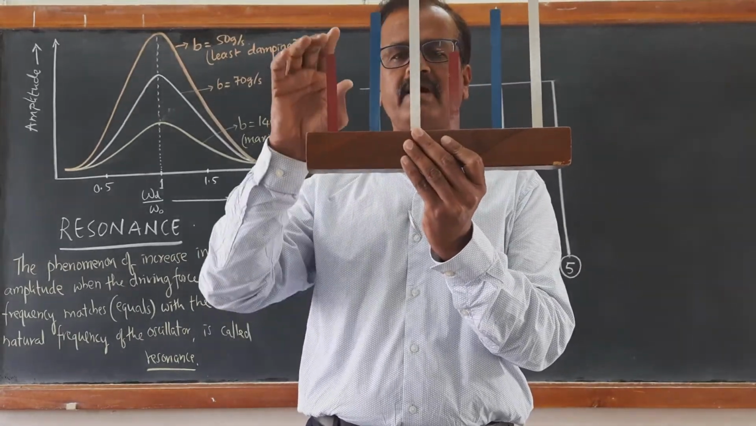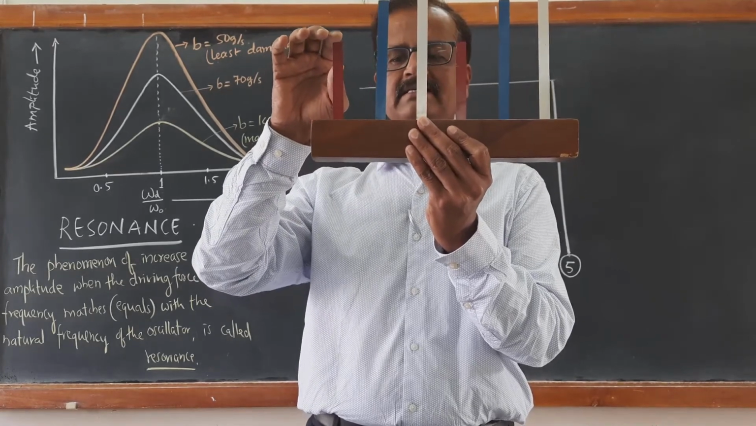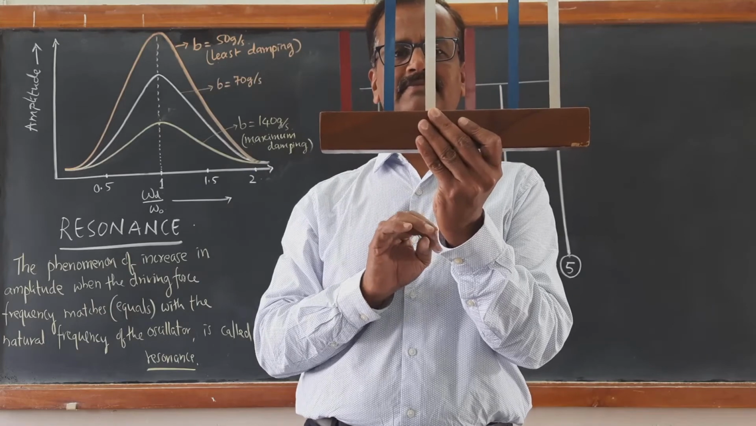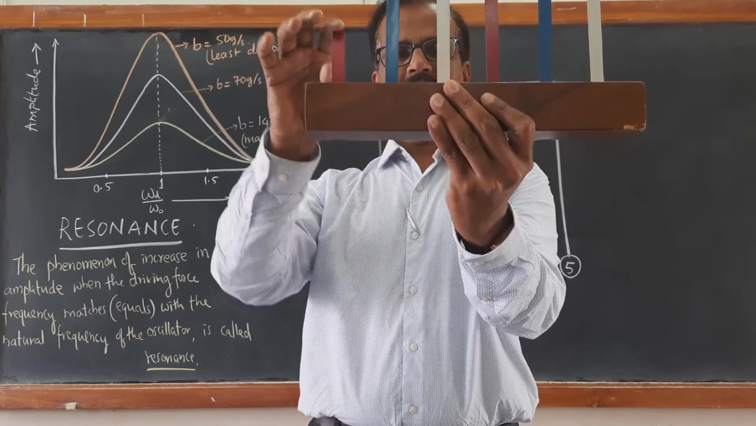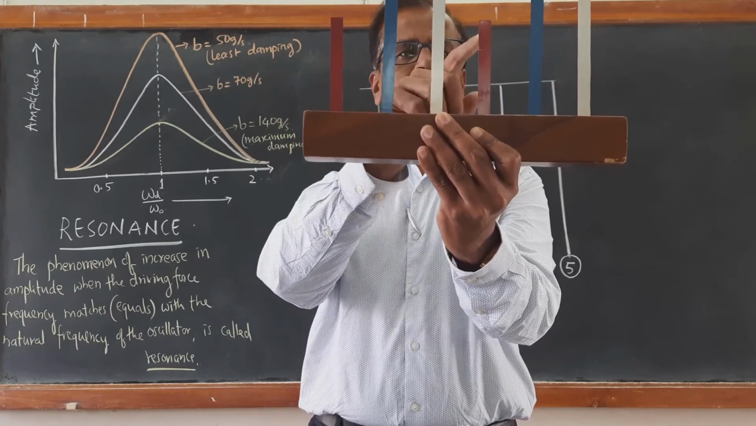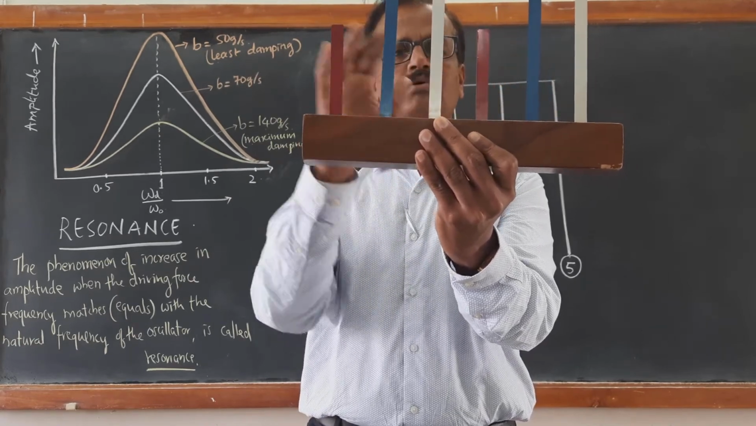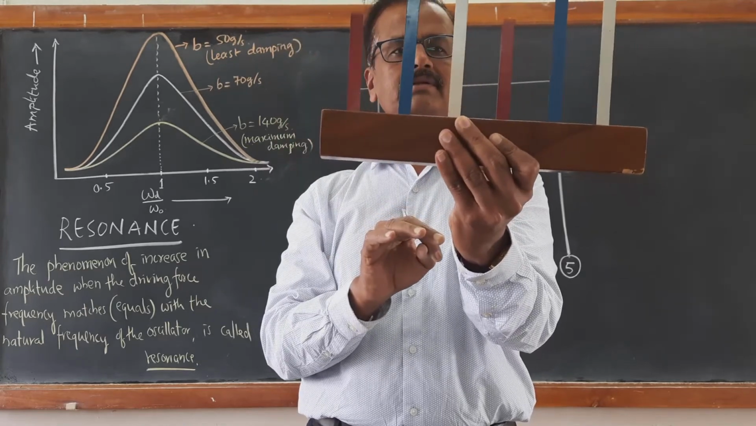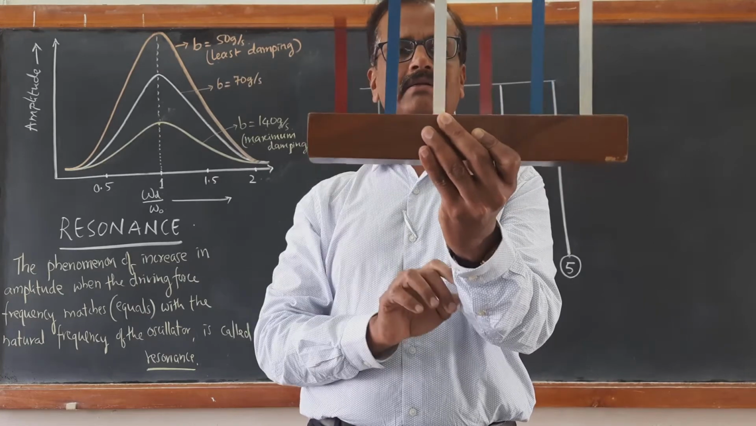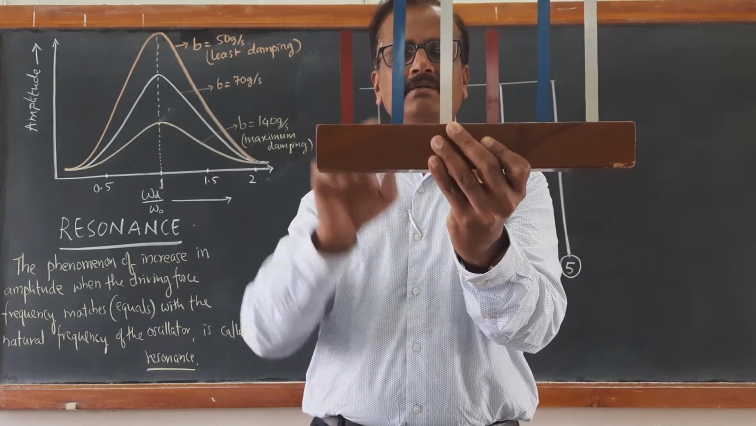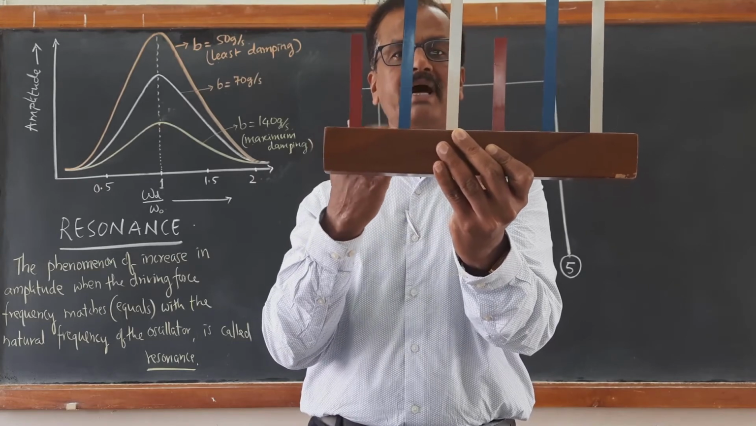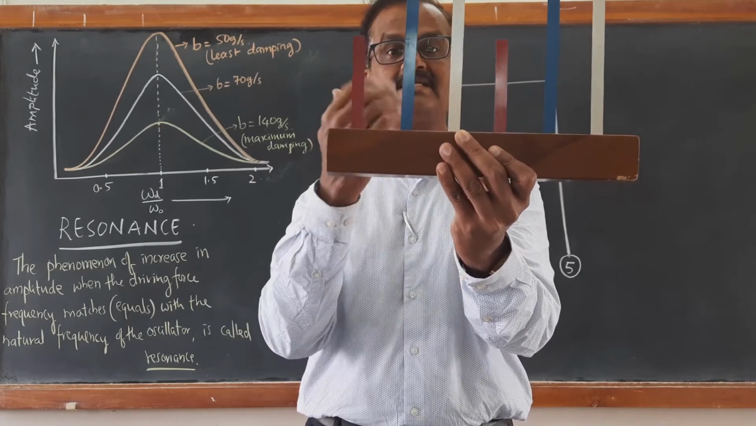Now you just observe what happens when I set this, the first one, into vibrations. Observe it carefully. You will see that the second one, third one, fourth one, fifth one, sixth one, they are also vibrating. But you see the first and the fourth one, the red strips, are oscillating with maximum vibrations, maximum amplitude.